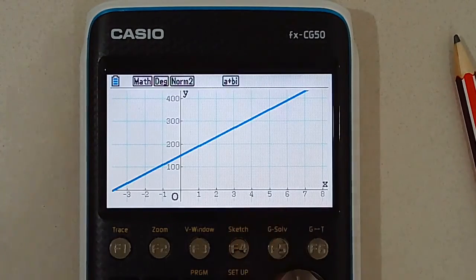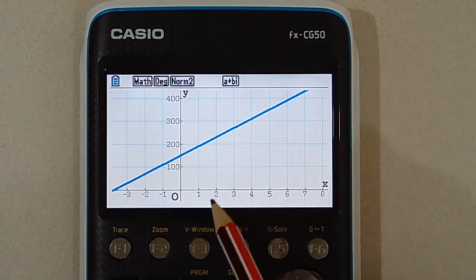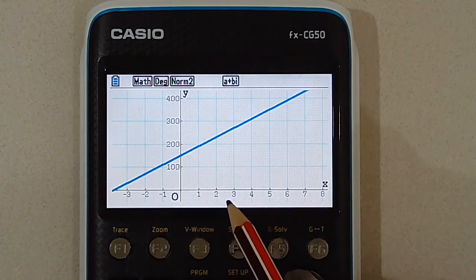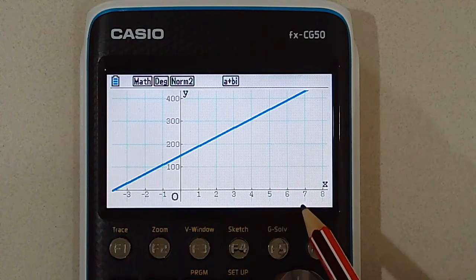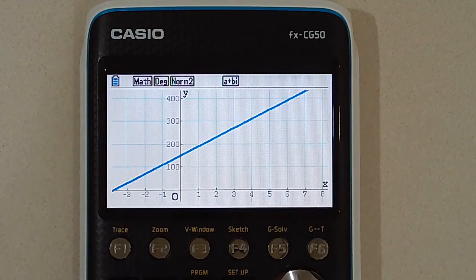I probably wouldn't use this scale here. I'd probably go 5, 10, 15, 20, 25, 30, 35, which might be a bit more appropriate. But use whichever scale you deem appropriate to show as much detail as possible. All right, so move that out of the way, and let's continue on.